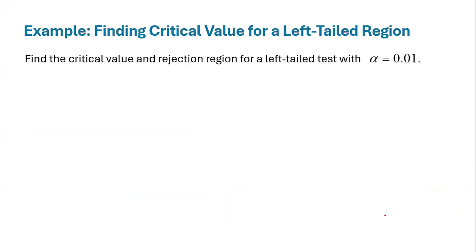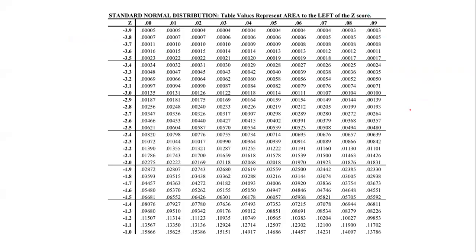Let's have some examples. Just find the critical value and the rejection region for a left tail test with alpha equal to 0.01. Okay. We have a left tail test. If we have a left tail test, that means alpha is the area on the left. That's alpha. I need to find this critical value first. So I'm going to look at the z-table and look for 0.01. So that's a z-table. Look at the body of the z-table and look for 0.01.